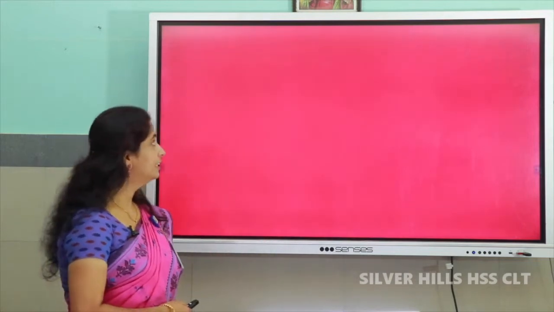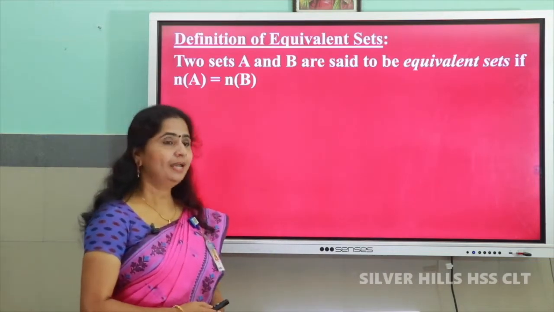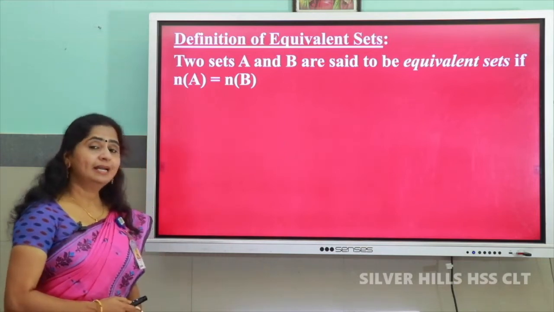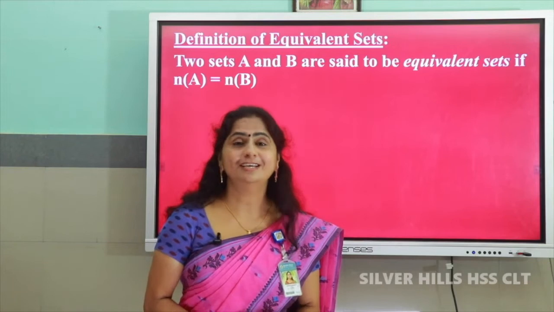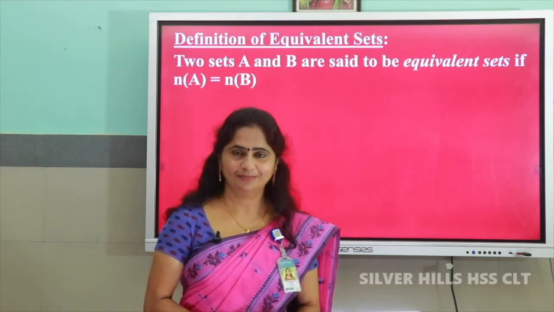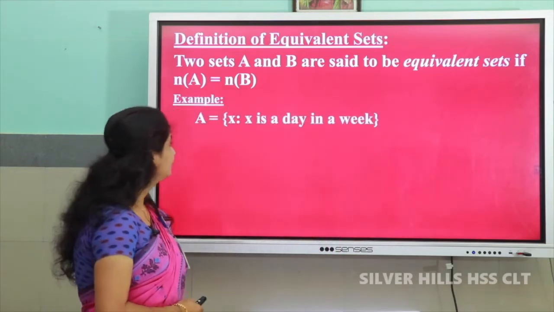So we can define equivalent sets in this way. Two sets A and B are said to be equivalent if n of A is equal to n of B. We'll do one more example.